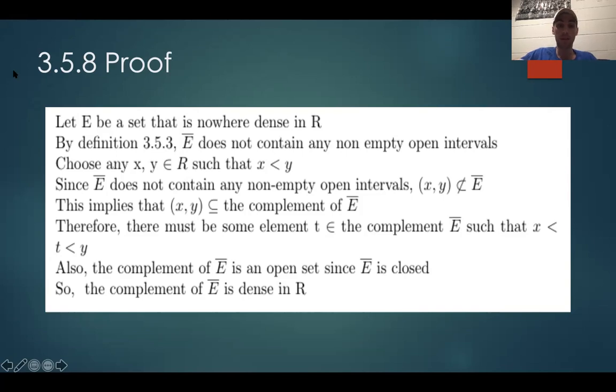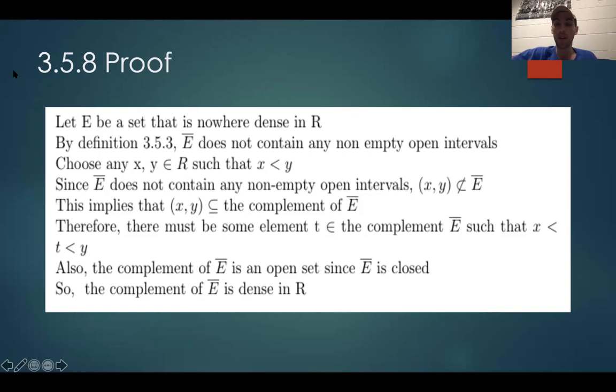From this, there must be some element t within the complement of the closure of E such that t is between x and y. And then the complement of the closure of E is an open set since the closure of E is closed. So therefore, the complement of the closure of E is dense in R.